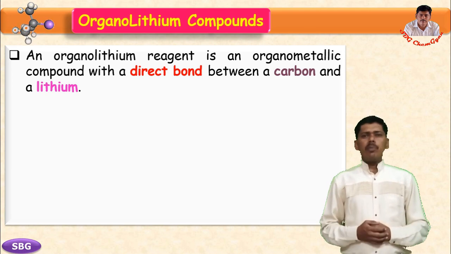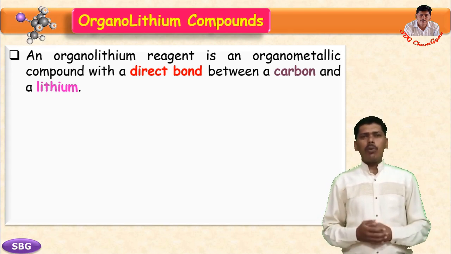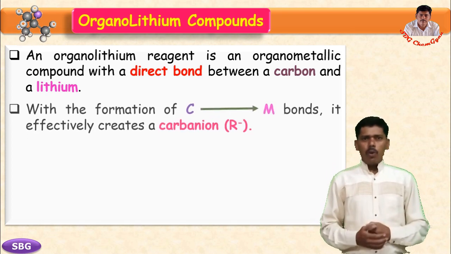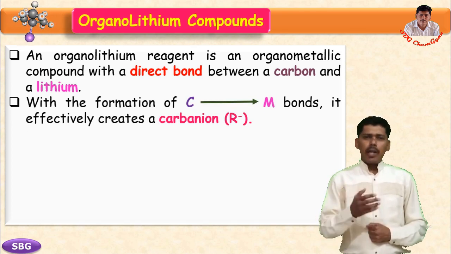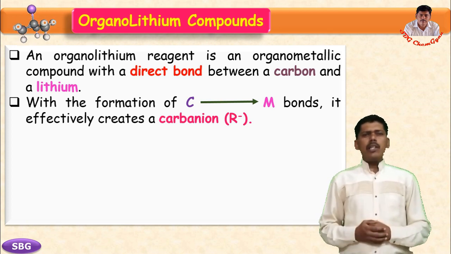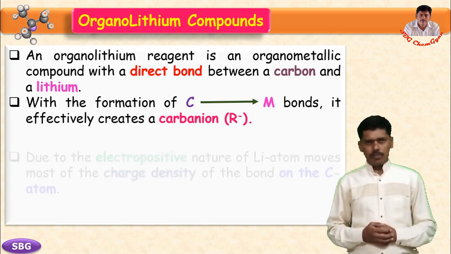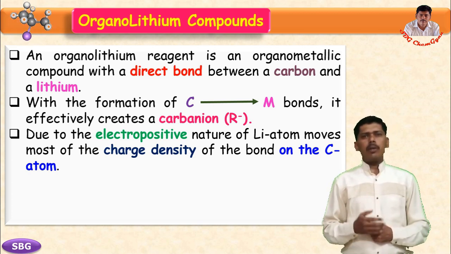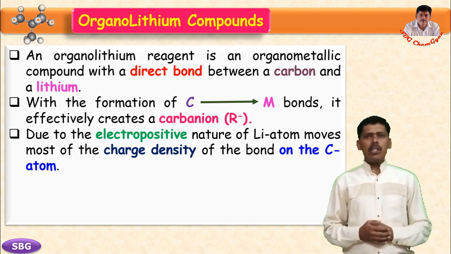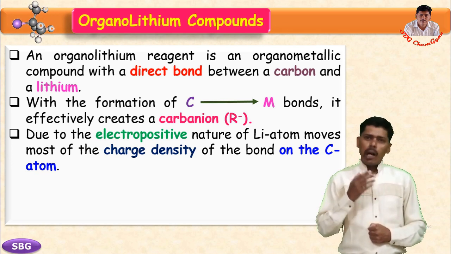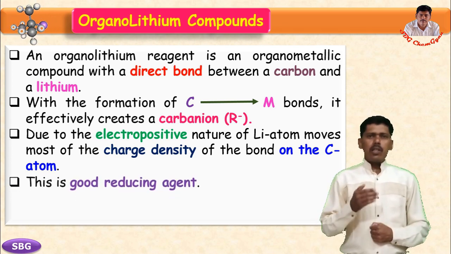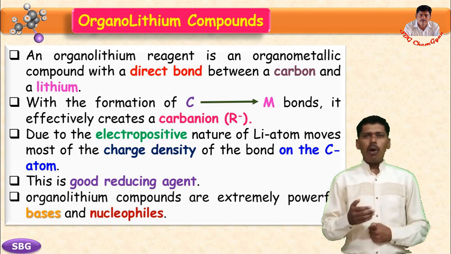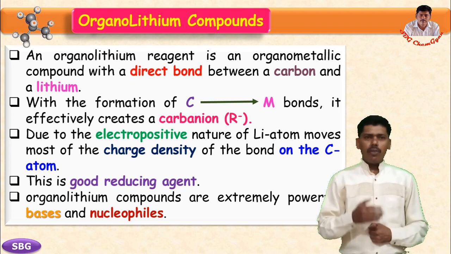An organolithium reagent is an organometallic compound with a direct bond between carbon and lithium metal. With the formation of a carbon to metal bond, it effectively creates a carbanion. Due to the electropositive nature of the lithium atom, most of the charge density of the bond moves onto the carbon atom. This is also a good reducing agent. Organolithium compounds are extremely powerful bases and nucleophiles.